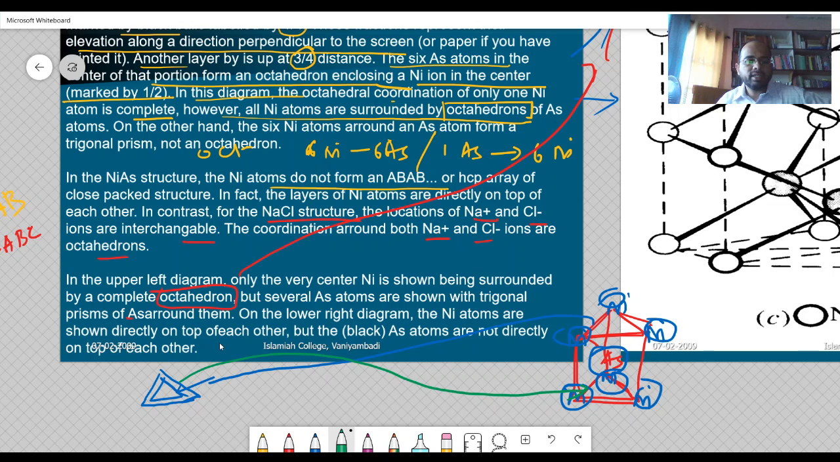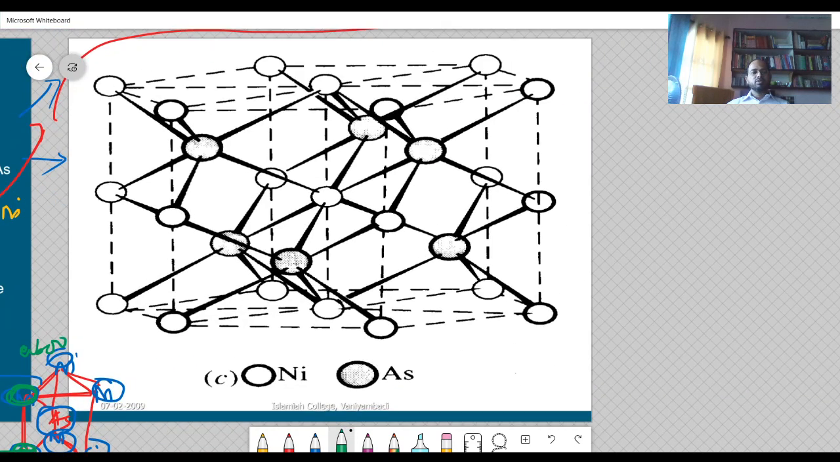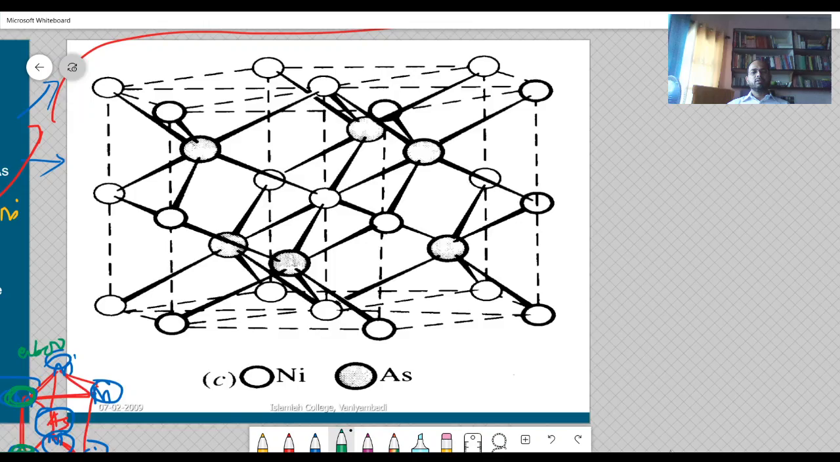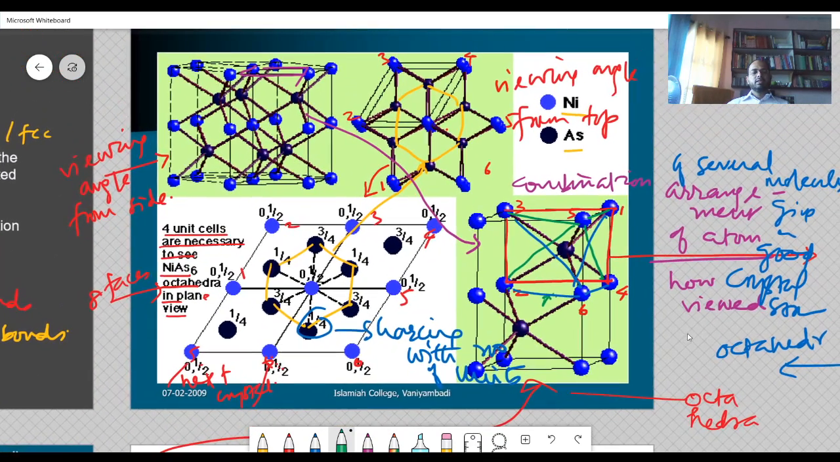The Ni atoms are shown directly on top of each other. If you see from above, you see this atom is directly above this atom. But the arsenic atoms are not directly on top of each other. Nickel atoms are on top of each other, arsenic atoms are not. Here is the structure. If they ask you to write the structure of nickel arsenide, you have to draw it. Again, I am stopping at the structure that is there.